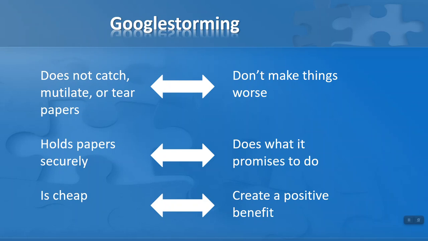So I've listed the 1 and 4 and 8 here on the left hand side, and the first success criteria for a paperclip listed on the museum page was that it does not catch or mutilate or tear papers. And this has got me thinking, don't make things worse. So that's my first idea for criteria for a successful change.